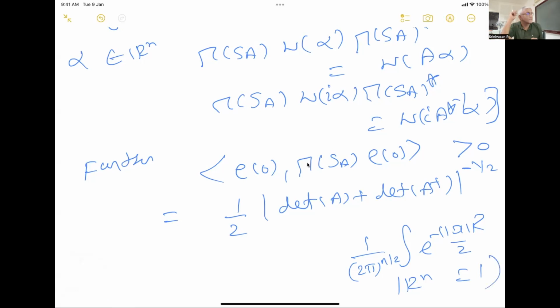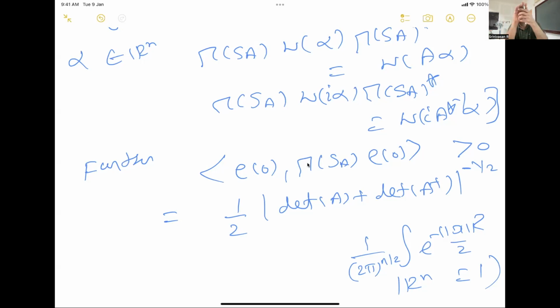That's greater than 0, right? It's a number, a positive number. It's supposed to be a complex number, right? Gamma S is a unitary. E of 0 is a unitary? A number is a vector. E of 0 is a vector. Gamma S is not positive; it's a unitary. So it will be strictly greater than 0.